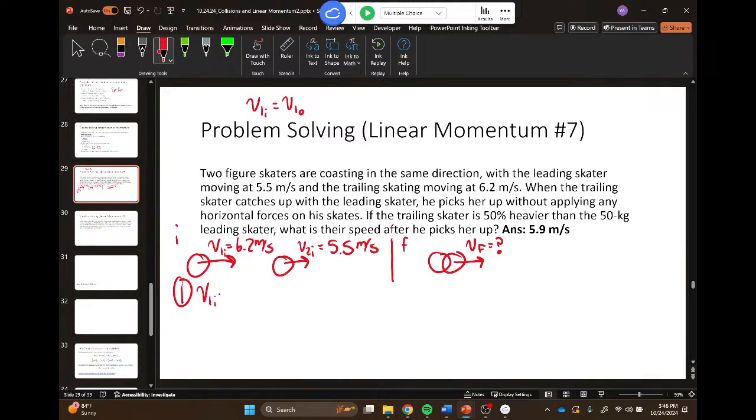All right. V1 initial equals 6.2 meters per second. V2 initial equals 5.5 meters per second. Mass of person 1. This is where it's more reading comprehension: the trailing skater is 50% heavier than the leading skater. So the leading skater is number 2, and the trailing skater is number 1. So that's 50 kilograms for person 2, and person 1 is 75 kilograms. Small thing, but if you make that mistake, the rest of the problem goes out the window. Get the exact numbers.